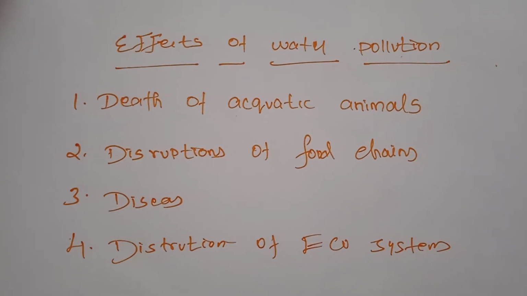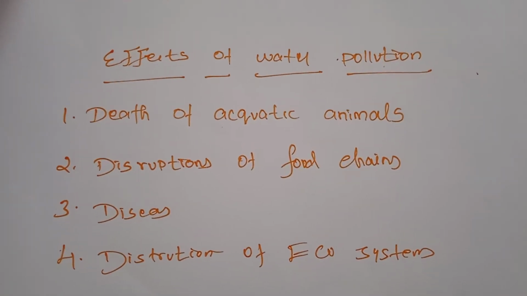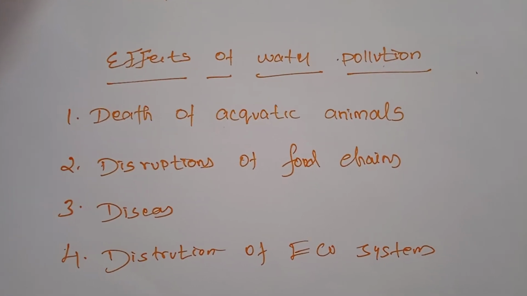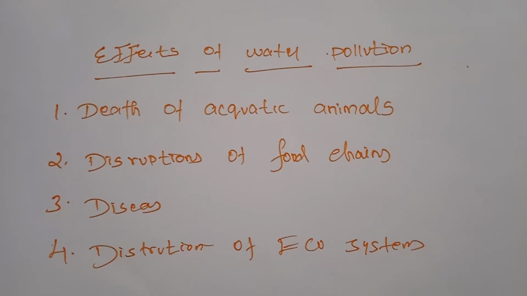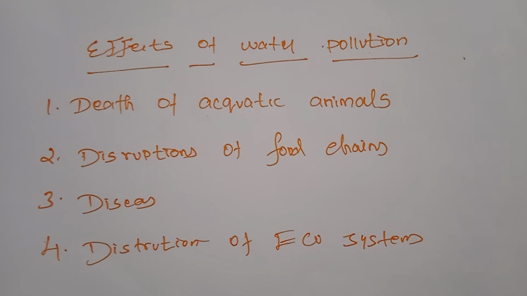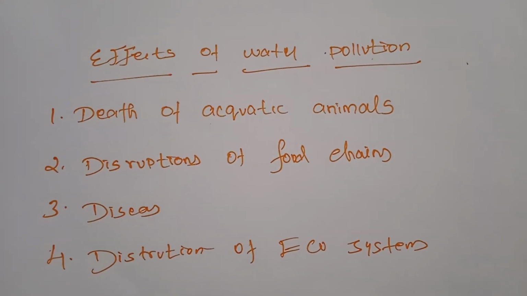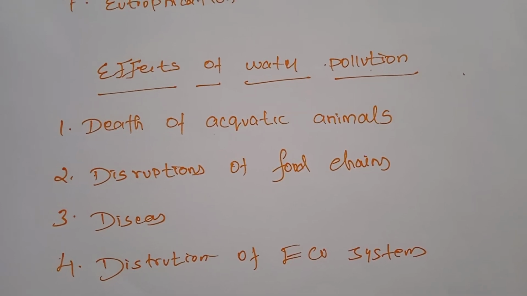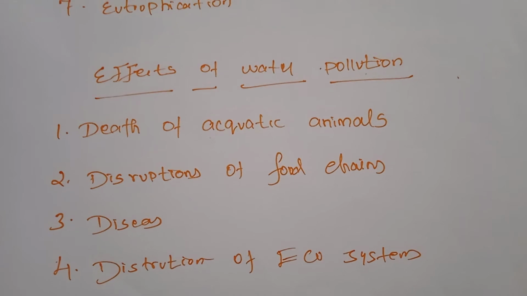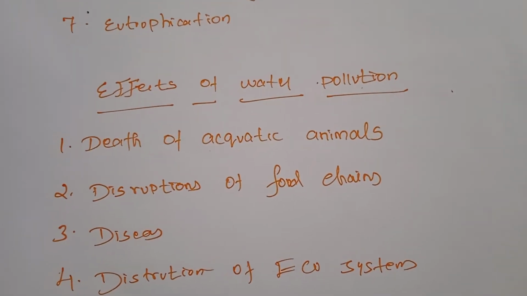First one is death of aquatic animals. The main problem caused by water pollution is that it kills organisms that depend on these water bodies. All the aquatic animals depending on the water bodies will die. Dead fish, crabs, birds and seagulls, dolphins and many other animals often wind up on the beaches, killed by pollutants in their habitat.